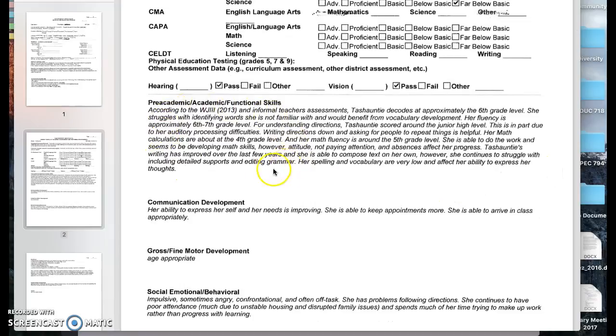So then it goes into the pre-academics, and this just kind of goes over how she's done in school, what her different levels are and goals are. So they use the Woodcock-Johnson 3, which is a formal assessment, and informal teacher assessments to figure out kind of where she was in school. So it says she decodes approximately at the 6th grade level. She struggles with identifying words that she's not familiar with and would benefit from vocabulary development. And then it talks about her fluency and then also math and writing.